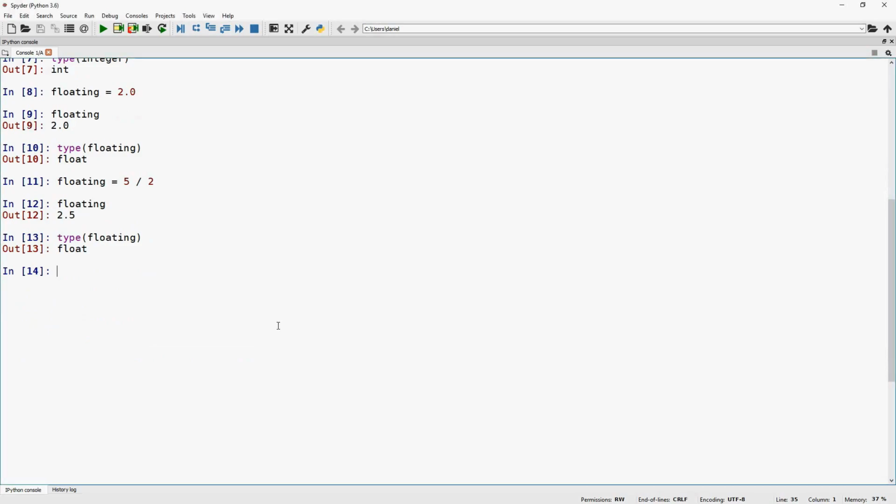If you absolutely need an integer, you can call the int constructor. The int constructor will convert any number that we have within the parentheses to its integer form. The integer form of 2.5 is simply 2, because the decimal part is cut off when converting like this.